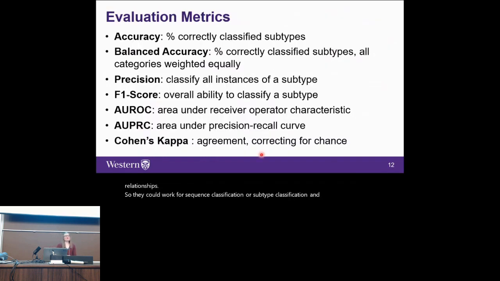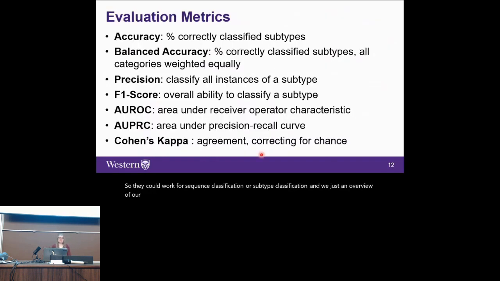And now an overview of our evaluation metrics. We consider accuracy, which is the percentage of classified subtypes in general, not looking at specific classes. When you have imbalanced data, this can really skew the accuracy, so it's important to look at per class accuracy. So we look at balanced accuracy, which is the same as macro recall. It's the percentage of correctly classified subtypes, but all of the categories are weighted equally.